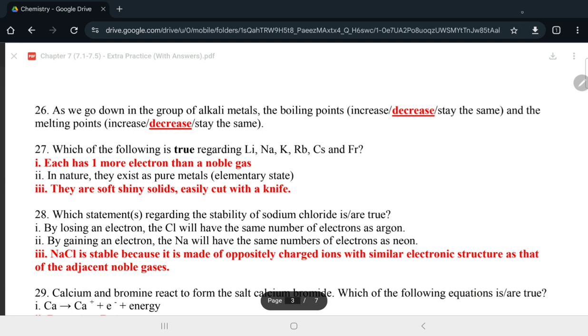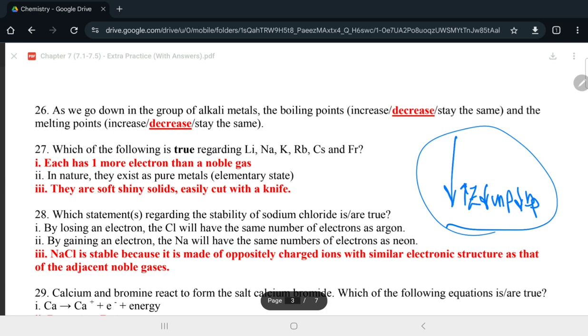As we go down the group for alkali metals, that means that we increase atomic number. And that means that we decrease melting point, and we decrease boiling point. This is what happens as we go down the group: increase atomic number, decrease melting point, decrease boiling point.